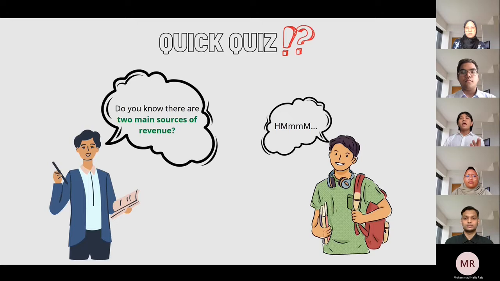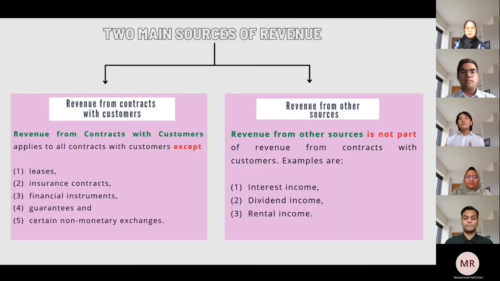Next, looking at the slide, I will ask you a question. Do you know that there are two main sources of revenue? Okay, based on the previous quick quiz, yes, there are two main sources of revenue, which are revenue from contract with customers and revenue from other sources. Revenue from contract with customers applies to all contracts with customers except leases, insurance contracts, financial instruments, guarantees, and certain non-monetary exchanges. And revenue from other sources is different from revenue from contract with customers. Examples are interest income, dividend income, and rental income.